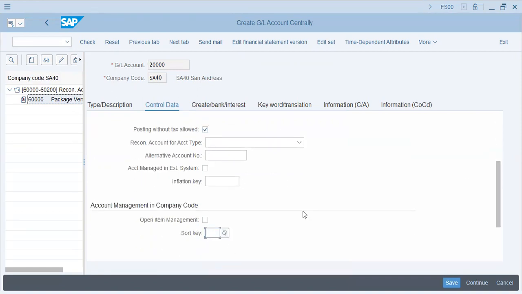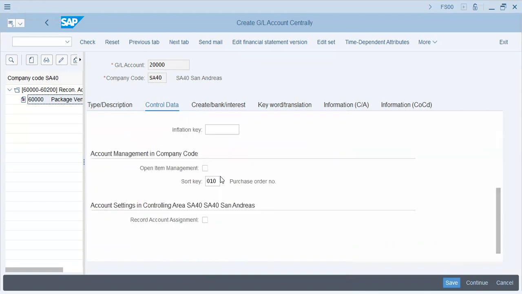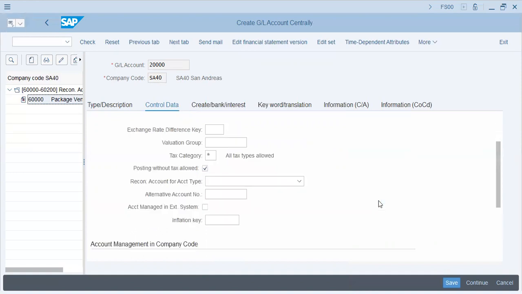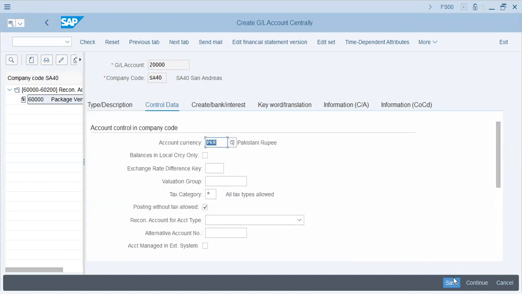Important is sort key and open item management. We will use 001, that is posting date. Open item management is used for open entries like vendor payables, customer receivables, GR, IR, that which require clearing, bank outstanding, withholding tax which is payable, that require open item management. Expense and income don't require open item management, they are absorbed. Rest are cleared. Save.